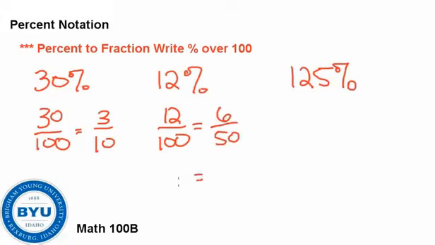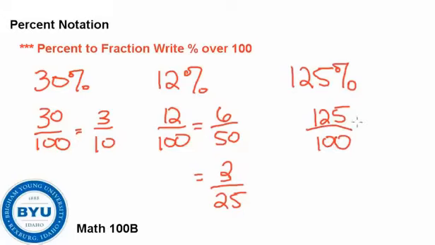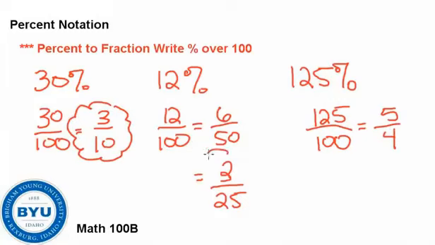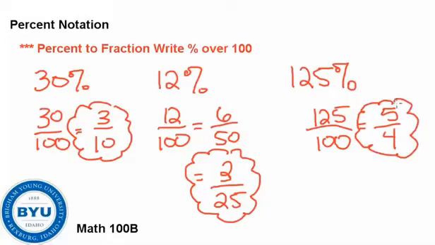Well, it looks like it simplifies some more. Let's divide the top and the bottom again by 2. And I get 3 over 25. Great. The last one was 125%. To convert that to a fraction, we'd write 125 over 100. And if we divided the top and the bottom by 25, we'd get 5 over 4. So those are your three answers that you should have gotten in your video notebook. How'd you do? Converting percents to fractions, you just write it over 100 and simplify.